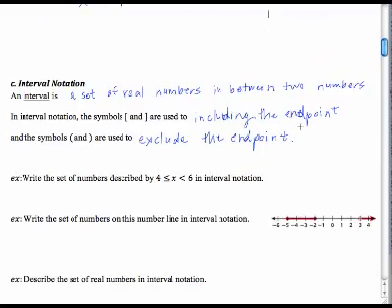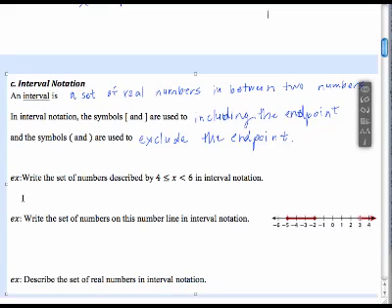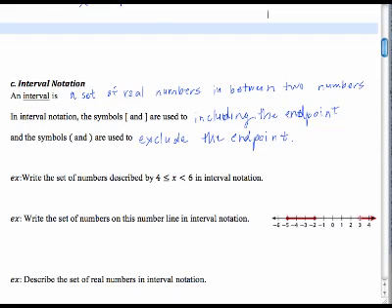So let's write the set of numbers described by x between 4 and 6 in interval notation. Okay, now I should probably talk a little bit about this. If you're talking about x between 4 and 6, you can read this: x is greater than or equal to 4 and x is less than 6. It has to be both, bigger than 4 and less than 6.